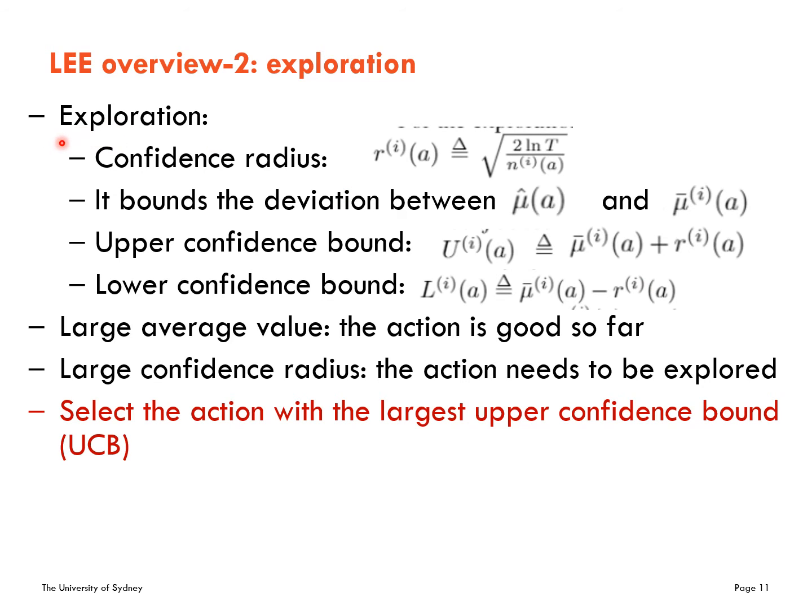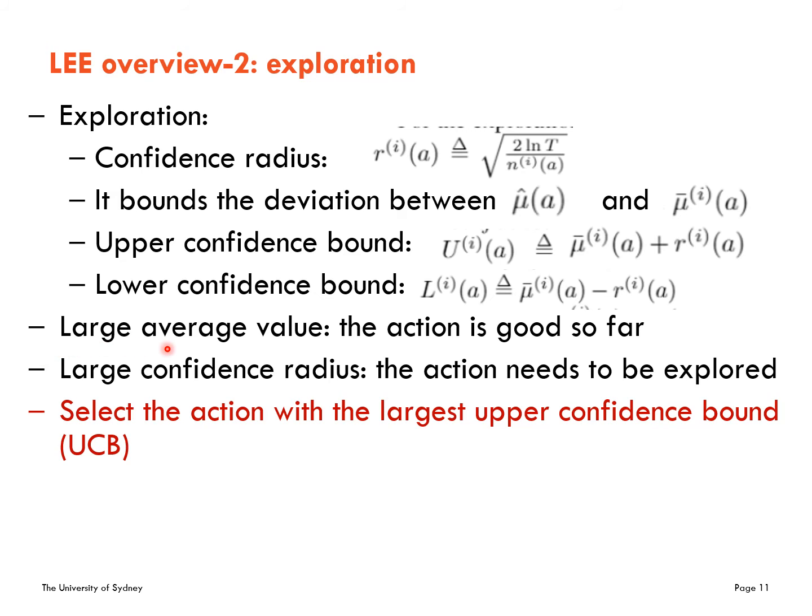And then let's come to the exploration, where we define a confidence radius. From this equation, we can see that if the action A has been chosen many times, the confidence radius value decreases. Therefore, it is less advantageous for exploration. Later, we will prove that the confidence radius can bound the deviation between the expected reward and the observed average reward. We then define the upper confidence bound and the lower confidence bound as the average reward plus and minus the confidence radius.